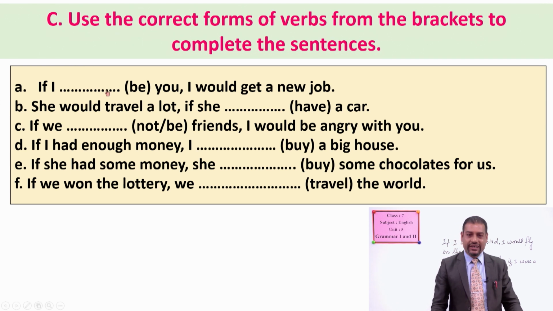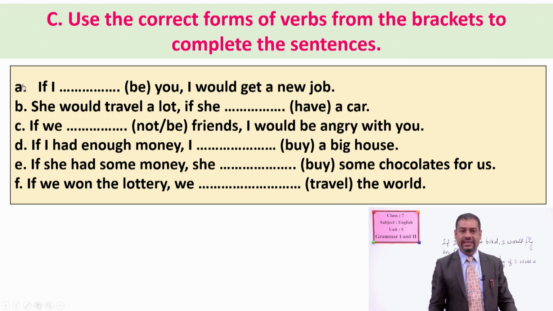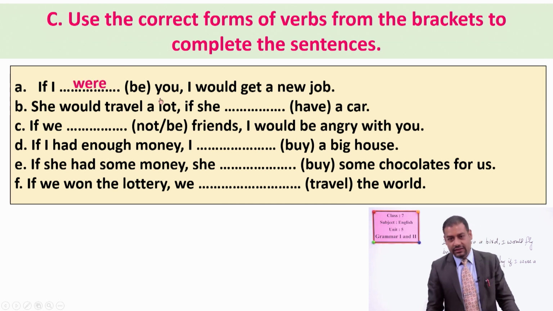Okay. So, I would get a new job. Here is would plus infinitive. So you have to supply simple past here. And in this conditional sentence, whether it is a singular or plural subject, you should not write I was. In this sentence, generally we prefer writing were, W-E-R-E, were. So you can say, if I were you, I would get a new job.